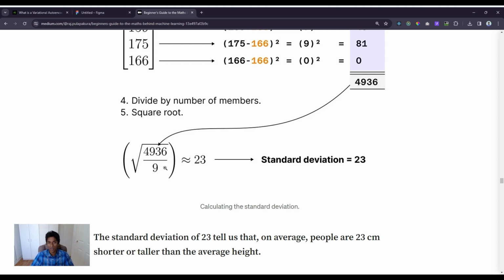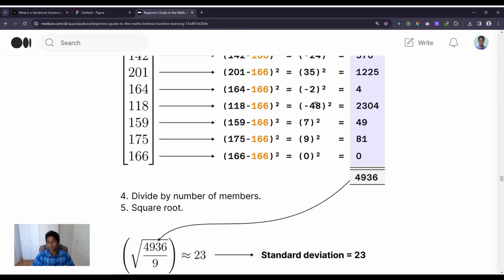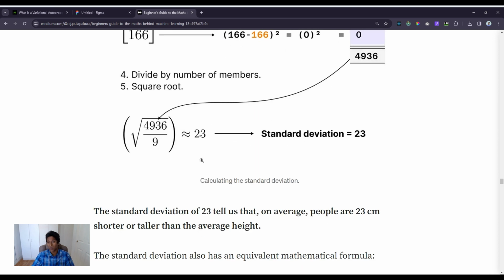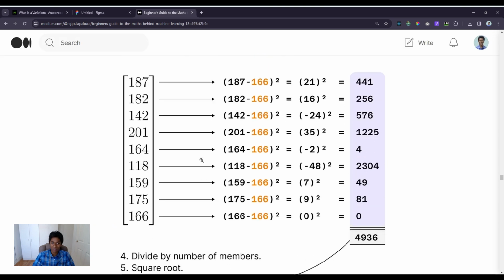And then the final step is to take the square root. The square root is kind of undoing all those squares we did earlier. And we get a value of 23. And this is the standard deviation of this vector of numbers.